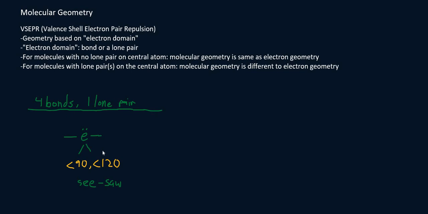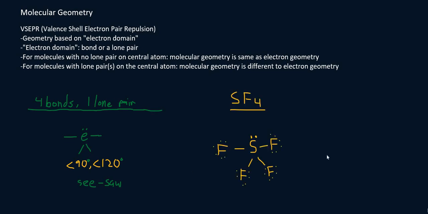And so because of our electron geometry, we would expect it to have 90 and 120 degree bond angles. But because of that lone pair, we have a distortion, which means that our axial bond angle is less than 90 degrees, and our equatorial bond angles are less than 120 degrees. And like I said, the molecular geometry is called the seesaw.